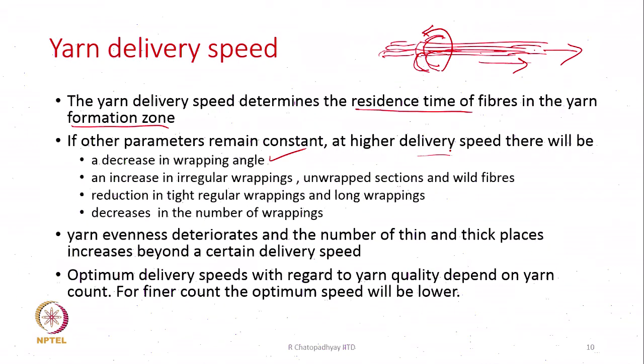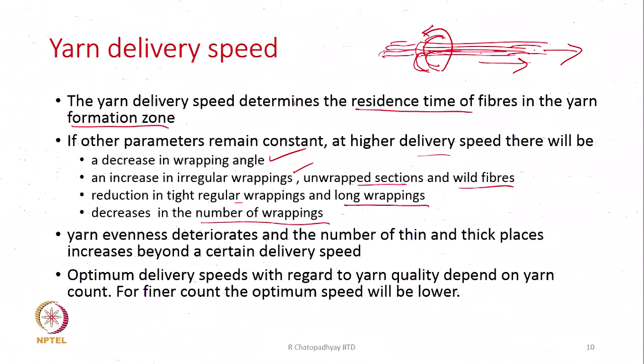So, higher delivery speed means a decrease in wrapping angle, and an increase in irregular wrapping, unwrapped sections and wild fiber generation. The speeds are very high. A reduction in tighter or regular wrapping and long wrappings, a decrease in the number of wrappings. So, everything goes on the wrong side. Wrapping quality suffers when the speeds are very high.